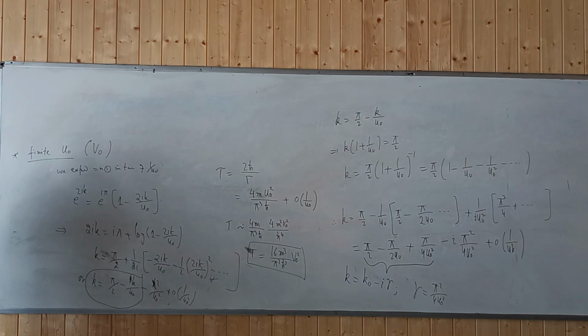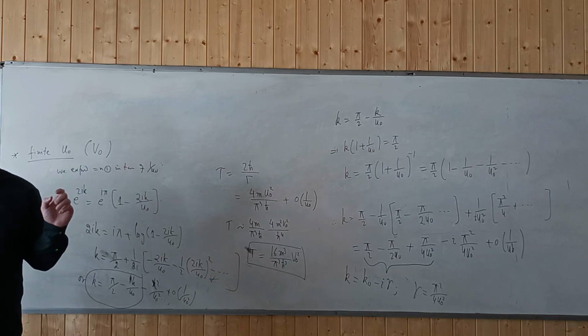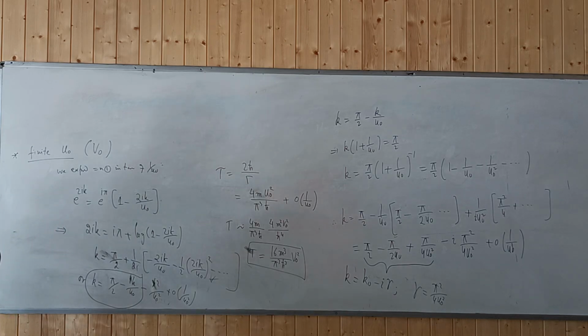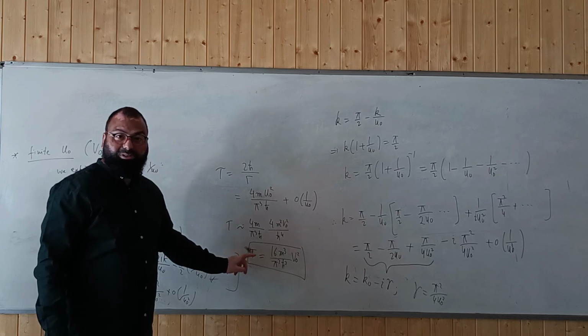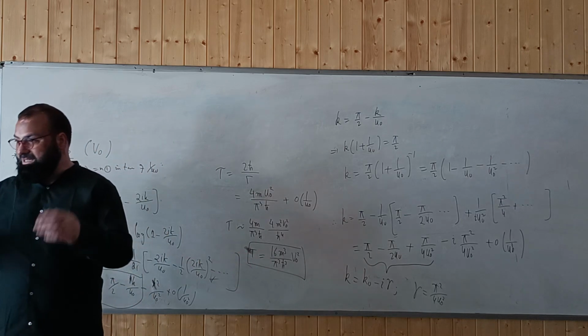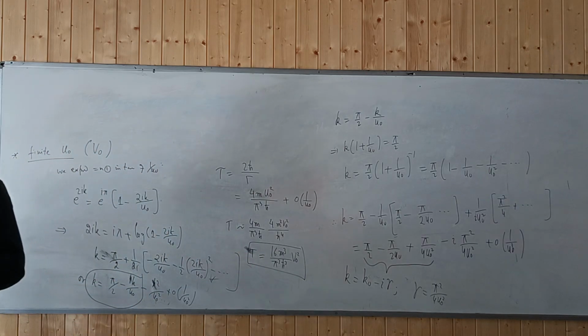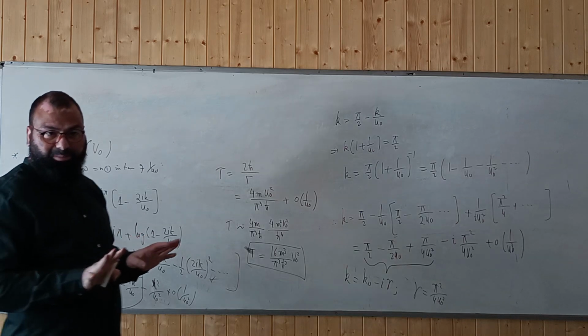Now if V naught, the first argument, what we did in the first case: if the potential is very large, the width of the potential is very large, or this weight factor is very large. Let's say V naught tends to infinity. What will happen to this tau? Lifetime goes to infinity. That means it is a stable state. It becomes actually a stationary state.